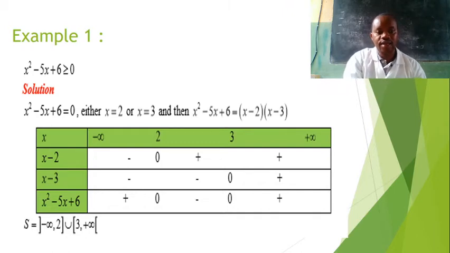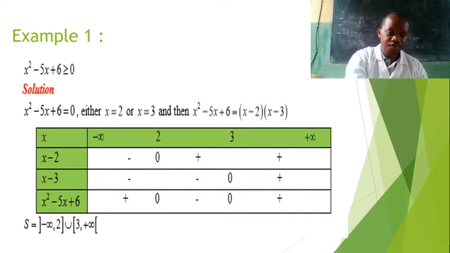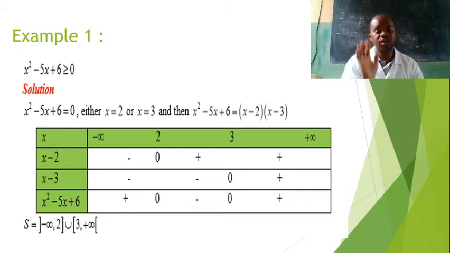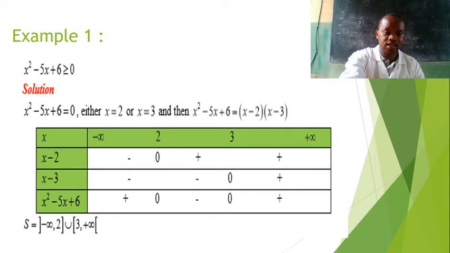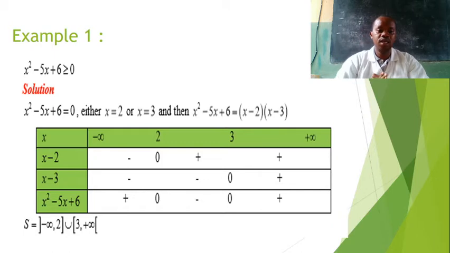And then we go to the last row. If x is equal to 2, x squared minus 5x plus 6 will be equal to 0, because 2 is a root of x squared minus 5x plus 6 equal to 0. The same for 3 also. If x is equal to 3, x squared minus 5x plus 6 will be equal to 0. Then we are going to put the signs. I want you to be very attentive.